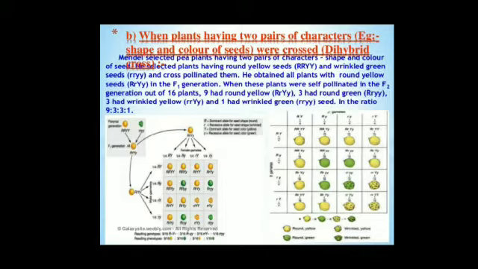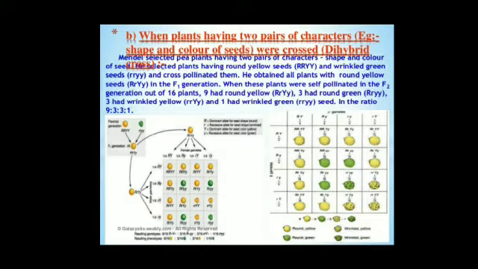Mendel selected pea plants having 2 pairs of characters, shape and color of seed. He selected plants having round yellow seeds. The gene for round is capital R, so you have to take the gene for wrinkled as small r. If the gene for yellow seeds is capital Y, then for green seeds it is small y. He obtained all plants with round yellow seeds in the F1 generation. It means that no recessive trait can express itself in the F1 generation.